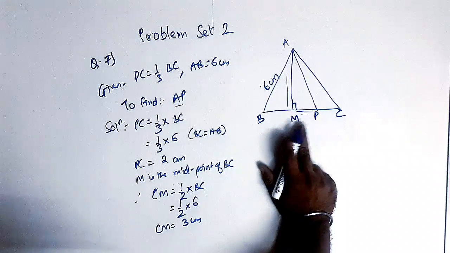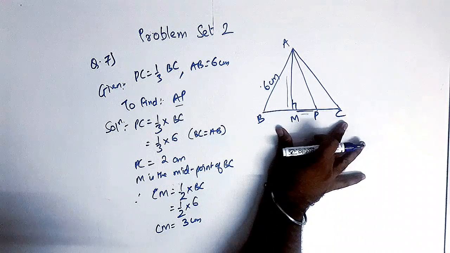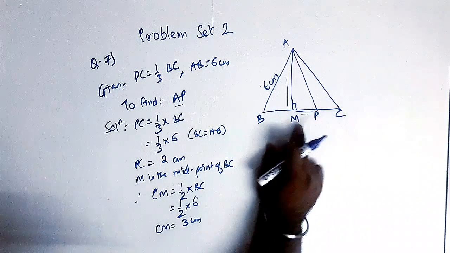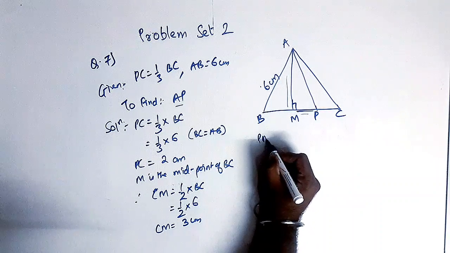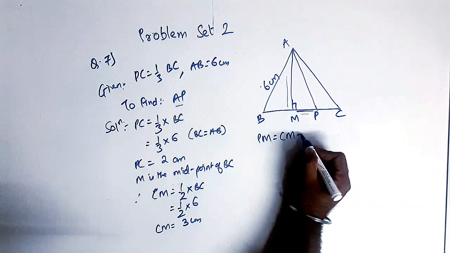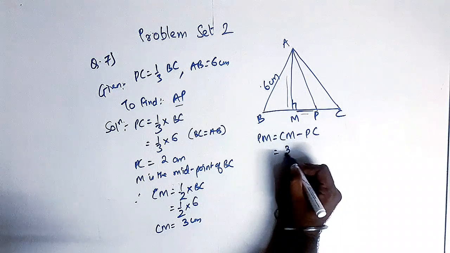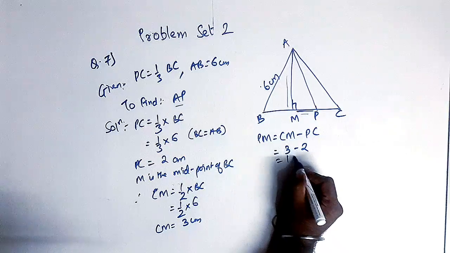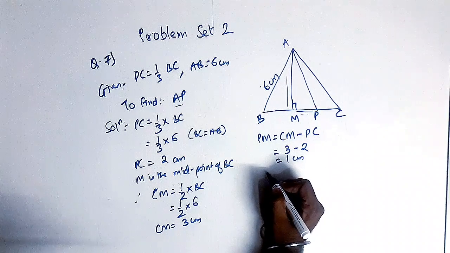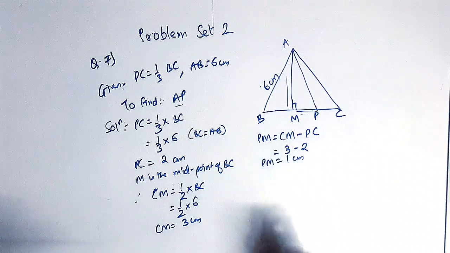Now it is very easy to find PM. This is 3 centimeter. This is 2 centimeters. So how much is PM? PM equals CM minus PC. So it is 3 minus 2. So that is 1 centimeter. PM we got 1 centimeter.